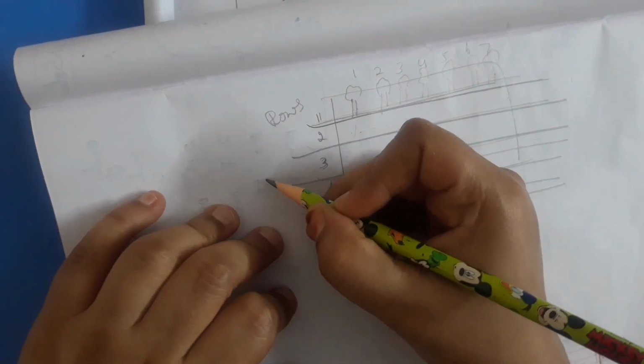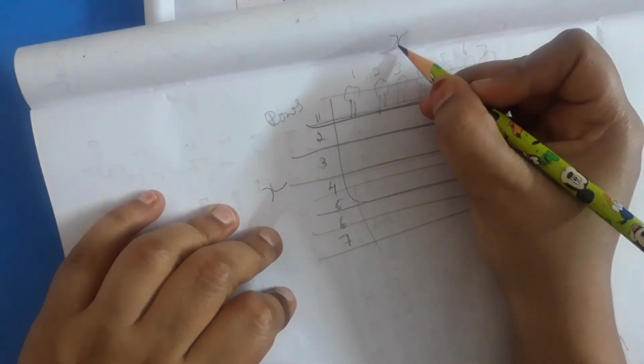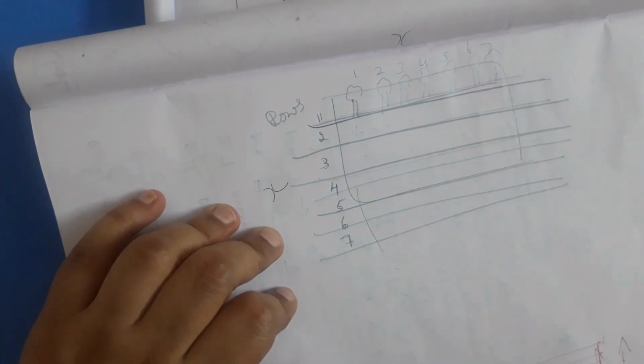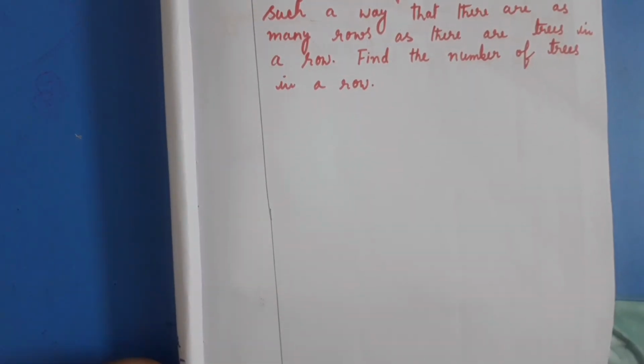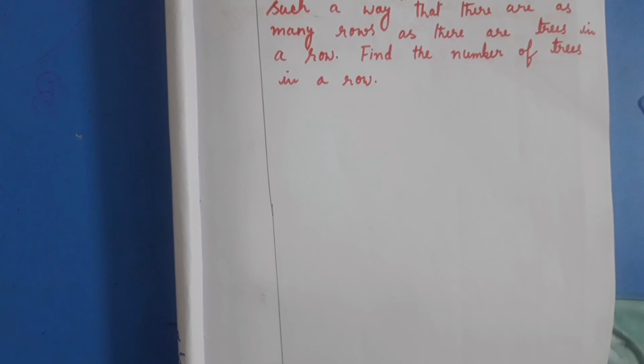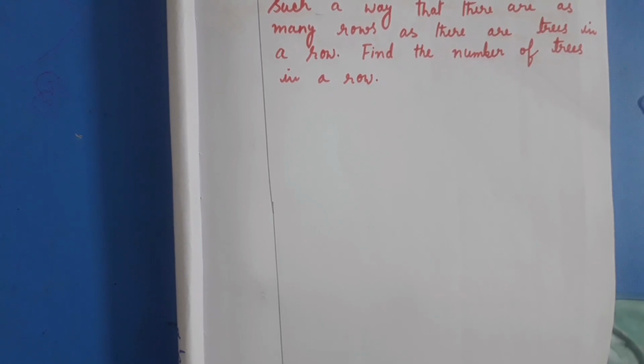And this is also x and this is also x, both are the same value. In the question it is mentioned that the number of rows and the number of trees in a row are the same. So we can write that number of rows equals number of trees in a row, that is, number of trees is equal to number of rows.